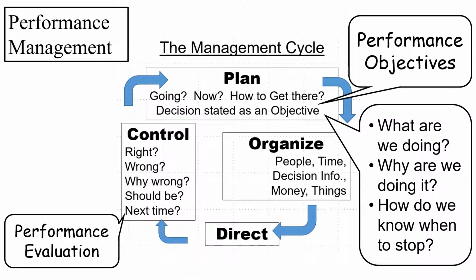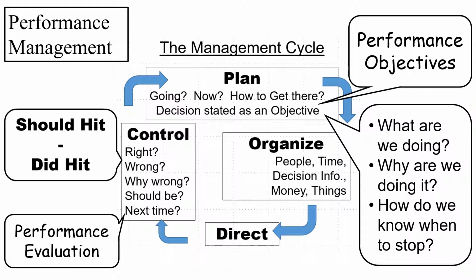When we do our performance evaluation, we ask and answer the 5 control questions. The should hit in control comes from the standards in the objective statement. The did hit is what was actually done from the conduct of our performance. So we're comparing what we should have achieved in our objective statement and what we have achieved in our activities. So we ask and answer the 5 control questions.